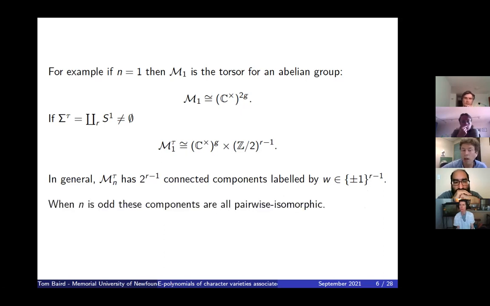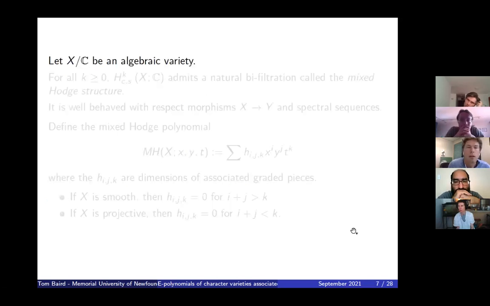When the rank is odd, all these components are pairwise isomorphic. When n is even, they aren't. So you'll actually have different topology on different components, different Betti numbers and that sort of thing. Okay, so this just gives you a bit of the flavor of what these things might look like. Okay, so those are the geometric objects of interest.